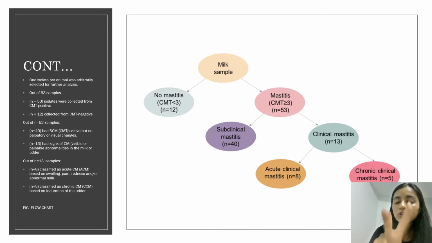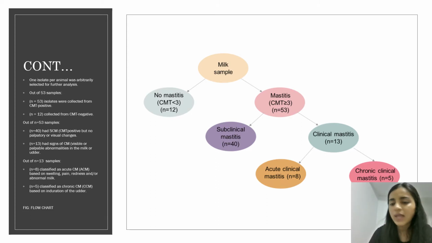For the milk samples that were collected, 12 camels had no mastitis, and the other 53 had mastitis. From those 53, mastitis was of two types, subclinical and clinical. For subclinical mastitis there were 40 camels, and the remaining 13 camels had clinical mastitis. Clinical mastitis was further divided into two types, acute and chronic.